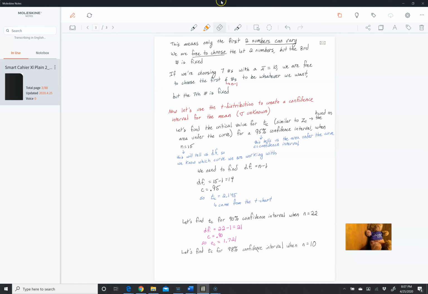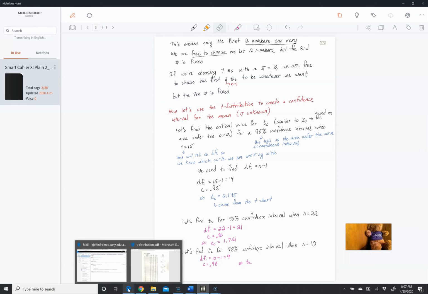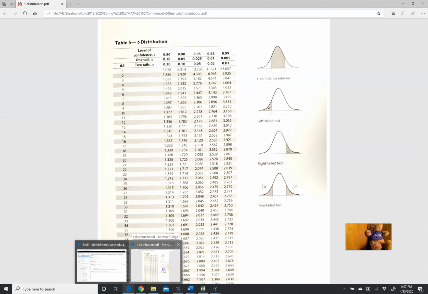So once again, what do we need to do? We need to find our degree of freedom. So we're doing 10 minus 1, which is 9. Our c is given to us. We just turn it into a decimal. It's 0.98. So our t sub c, we go to the chart. Try and do this on your own first. So you might want to pause the tape and do it by yourself.